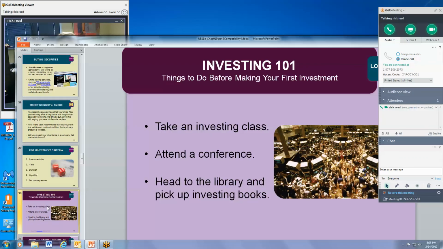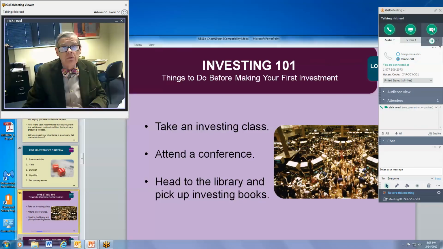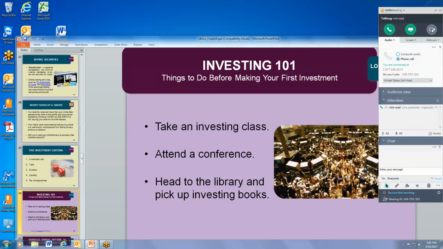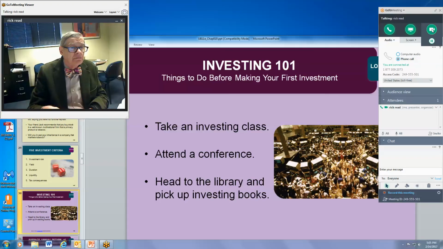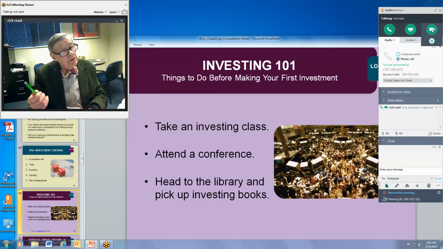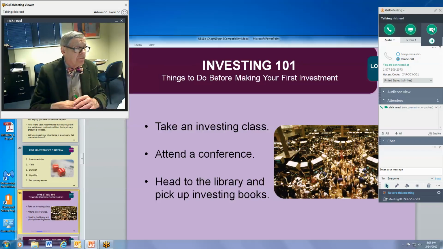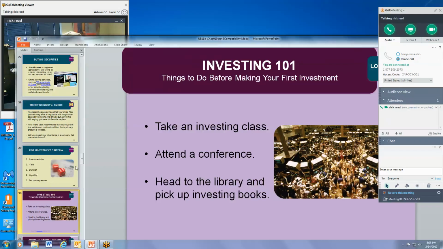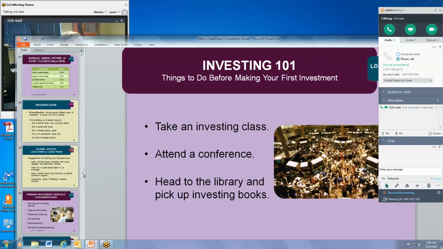This is what you should do before you make your first investment, as it says here. Take an investing class. By the way, you can do that through Morningstar. Have a conference. Go to your library. Check out some books and do things of that nature.